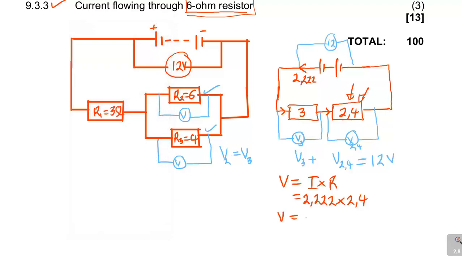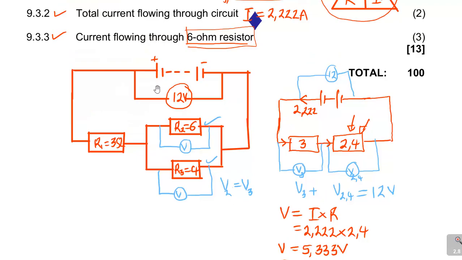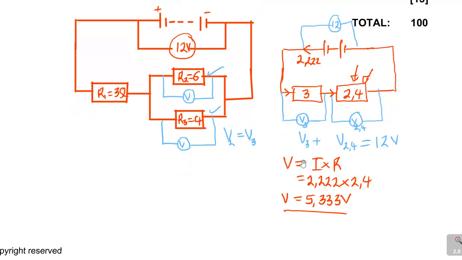So V is equal to 5.333 volts. Now the question is interested in the current, remember, they want to find the current passing only in the 6 ohm resistor. But now I found the voltage. The voltage that is passing here is 5.333. So that is what is needed. Now I can therefore find the current.